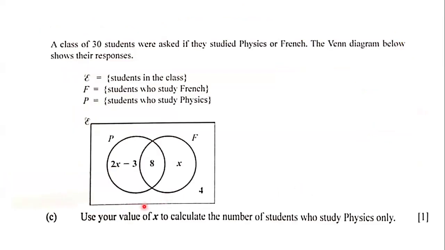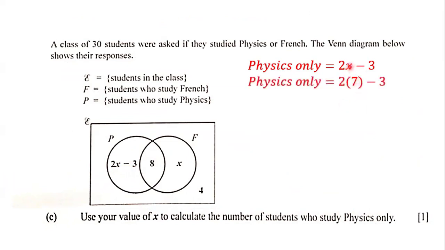Next, it says use your value of x to calculate the number of students who study physics only. So physics only is 2x minus 3. That means that we're going to take 7 and substitute it in place of x, because x is 7. So we have 2 times 7 minus 3. 2 times 7 is 14, so we have 14 minus 3, and 14 minus 3 is definitely 11. So the number of students who study physics only is equal to 11 students, and that's our answer to this question.